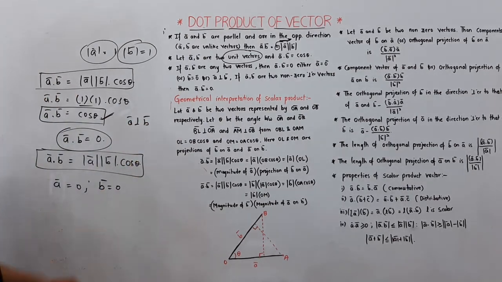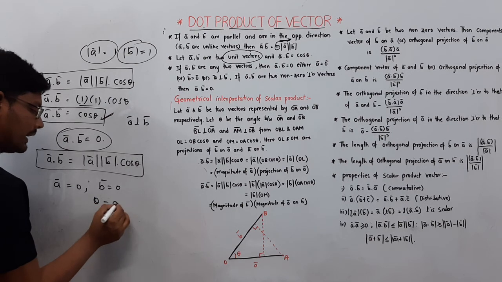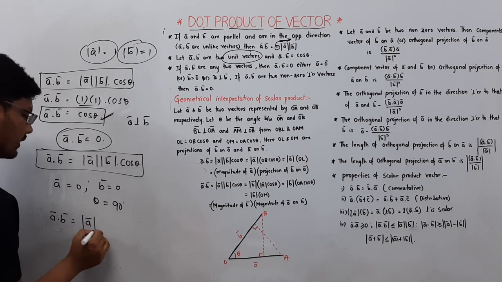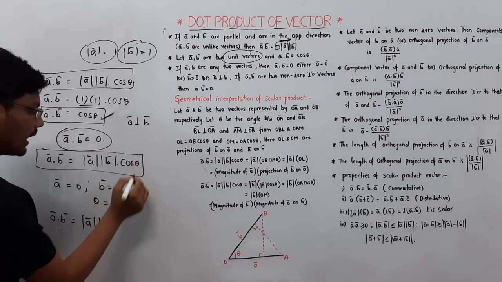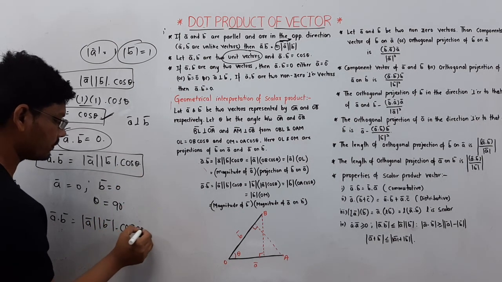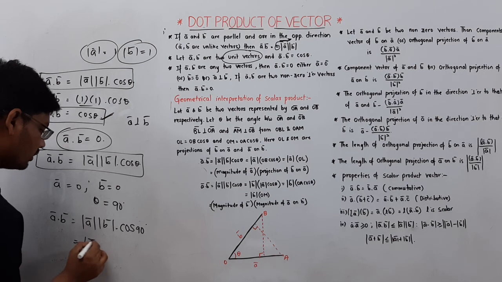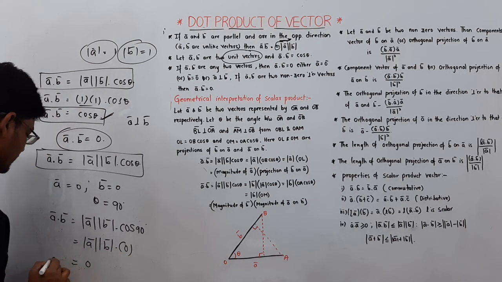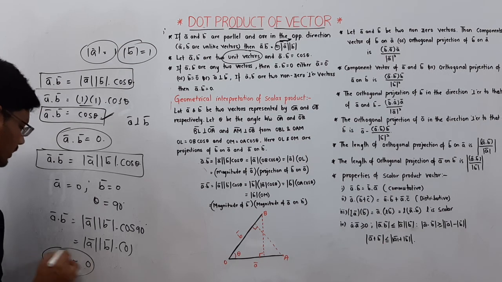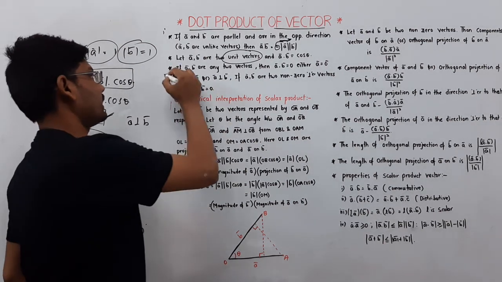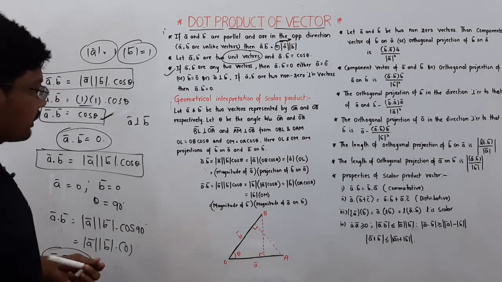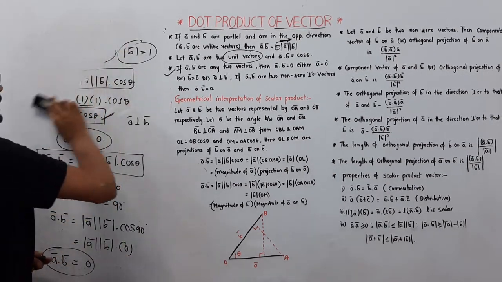Why? Because if theta is equal to 90 degrees, what will happen? A bar dot B bar is modulus of A bar into modulus of B bar into cos 90 degrees, that is equal to 0. Cos 90 degrees, the value becomes 0 here. A bar dot B bar is equal to 0 here. This is property number 5. This is all about the scalar product of vectors.